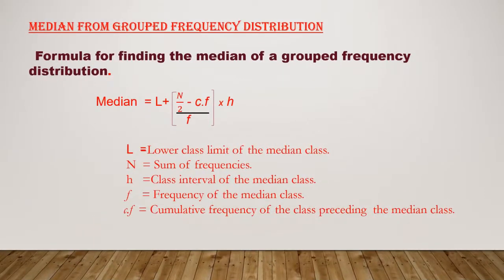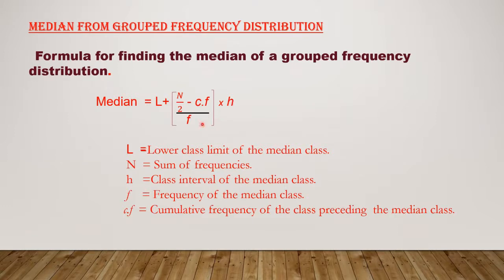When the number of scores is large, it is difficult to write the scores in ascending order. So, the data is classified into groups. The formula for finding the median of a grouped frequency distribution: Median equals L plus ((N upon 2 minus CF) upon F) into H.